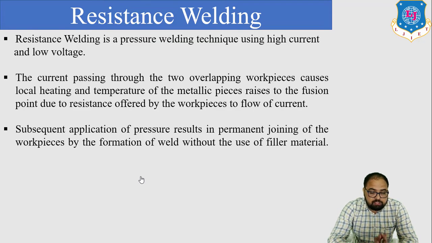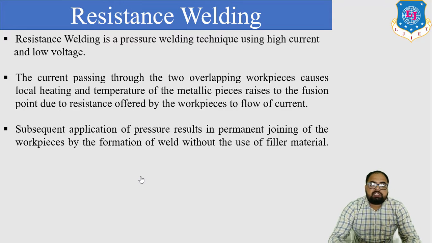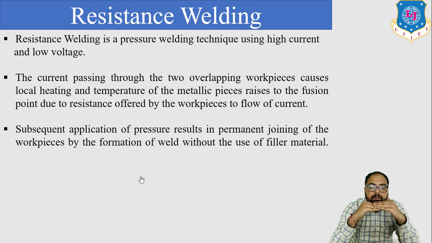In this welding, the current passing through these two overlapping workpieces causes local heating, and the temperature of the metallic pieces rises to the fusion point due to the resistance offered by the workpieces to the flow of current. Subsequent application of pressure results in permanent joining of the workpieces by the formation of a weld without the use of filler material.